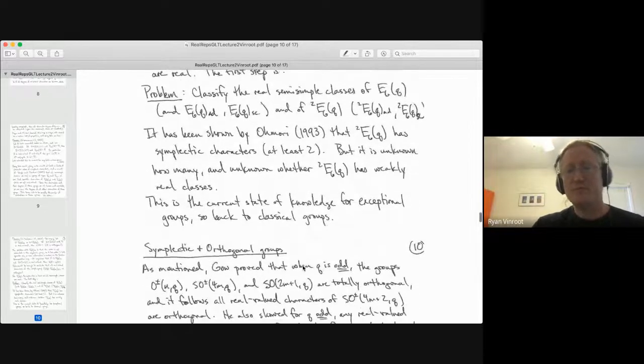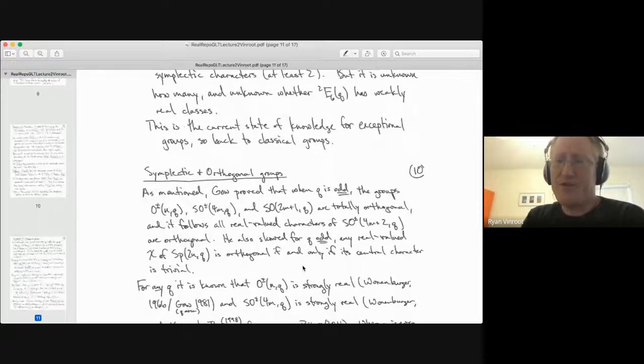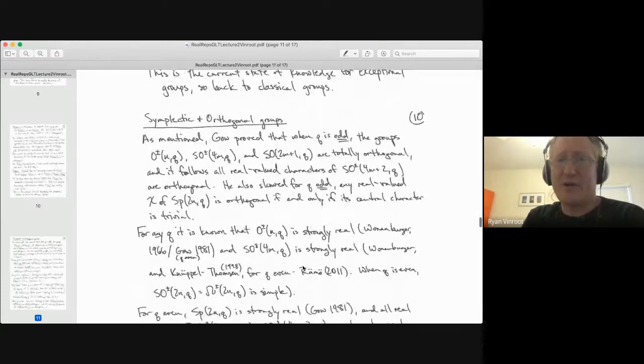Okay, so now symplectic and orthogonal groups. I'm just going to give you an outline of what's going on here.